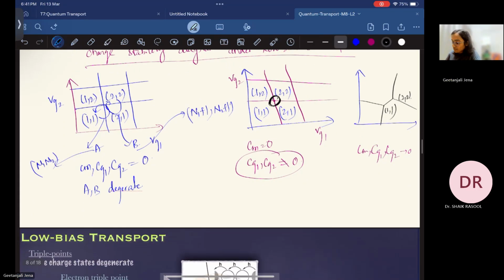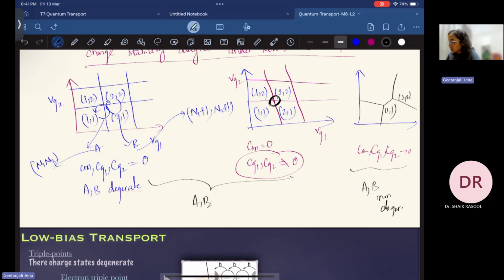So for these two, AB are degenerate, but for this one, AB is non-degenerate. AB means we are referring to the charge transport process where, for A, we start from N1, N2, and for B, we start from N1 plus 1 and N2 plus 1. But the whole charge transport concept is the same for all.